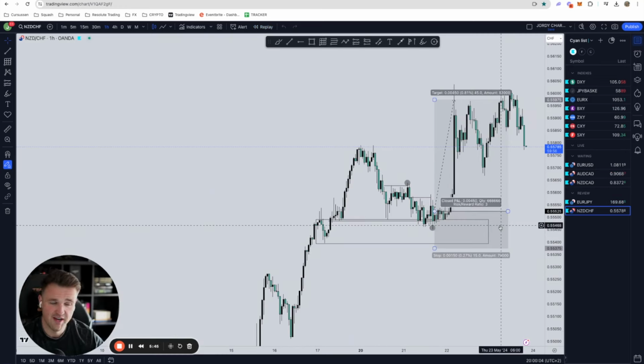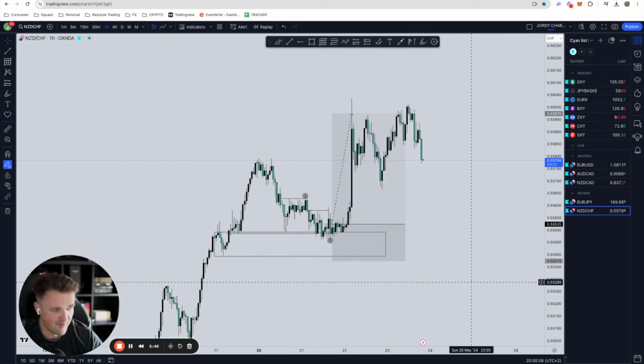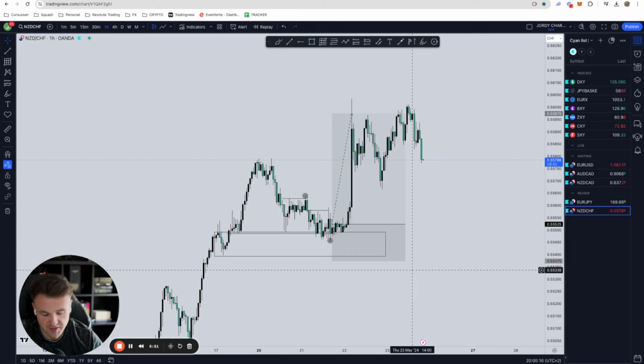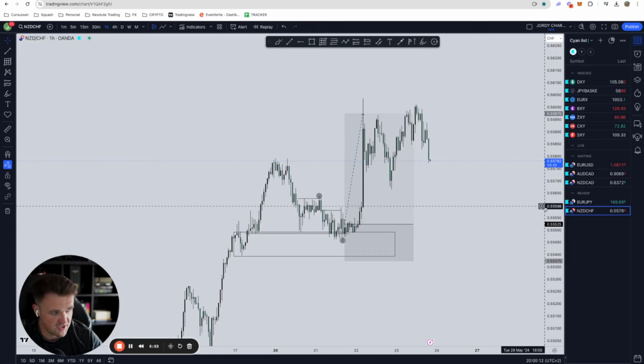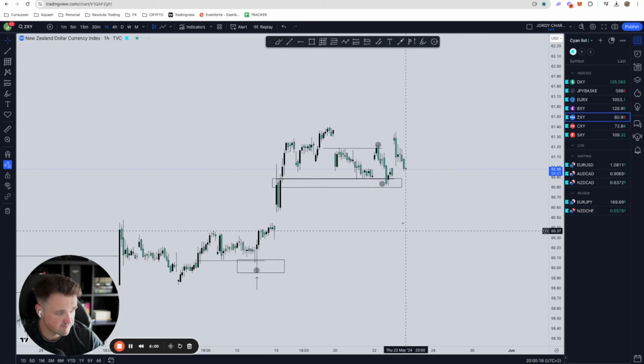Luckily for this trade, I put my take profit at 3R, and that's because I learned from my mistakes last week, and this was the position that I took on New Zealand dollar Swiss. Pretty clean position. Let me quickly check. This wick happened at 4 o'clock, 21st of May. Yeah, it was this one right here.